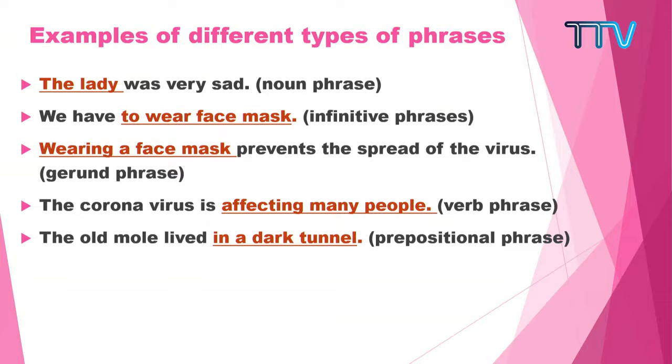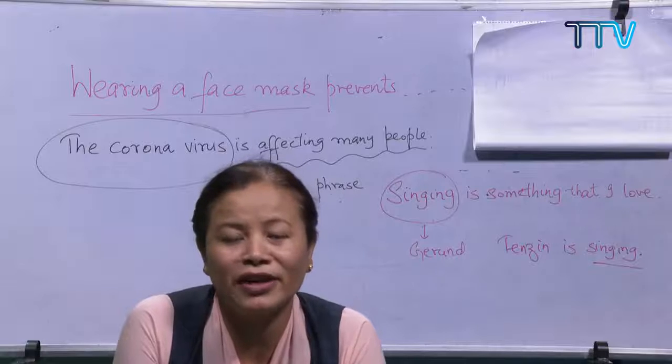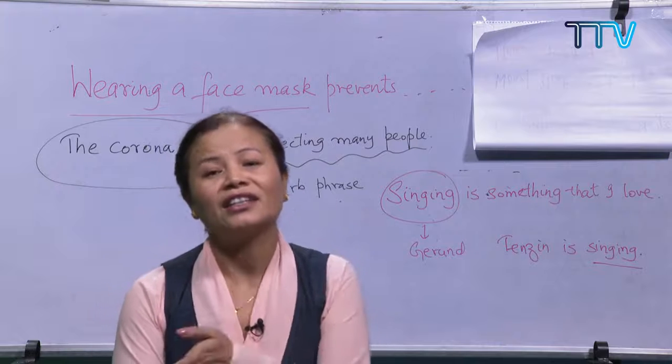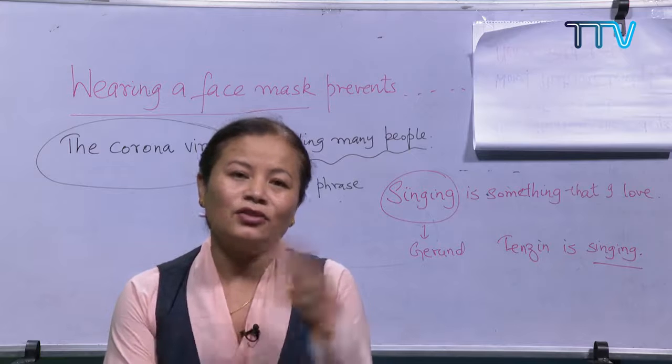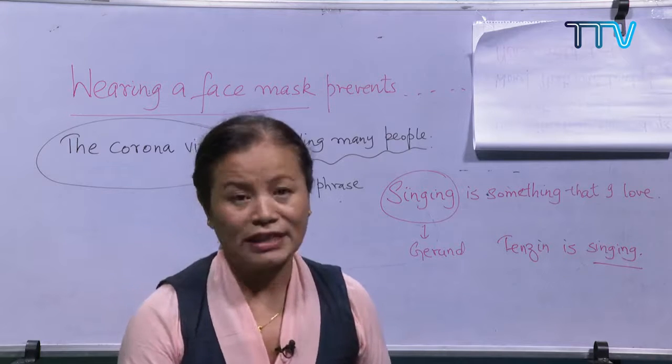So you can look at all the sentences we discussed, and now look at the last one. I'm just asking you the question of the old mole lived in a dark tunnel. I have highlighted in a dark tunnel and underlined also. Why do you think this is a prepositional phrase? Yes, what do you think? Yes, you're right, because there's a preposition there. Where the old mole is living, right? Where did the old mole live? In a dark tunnel. In. It starts from the preposition in, right? In a dark tunnel. So, that is a prepositional phrase.